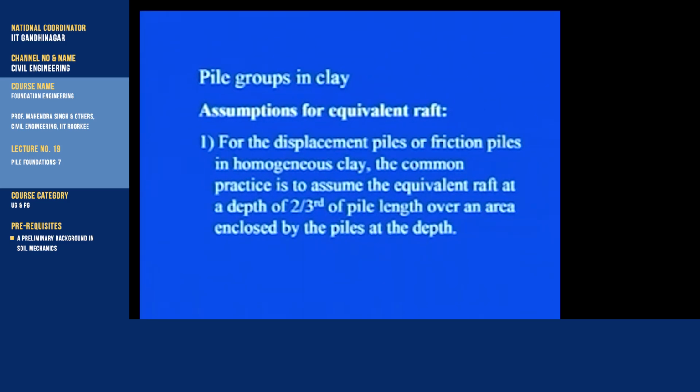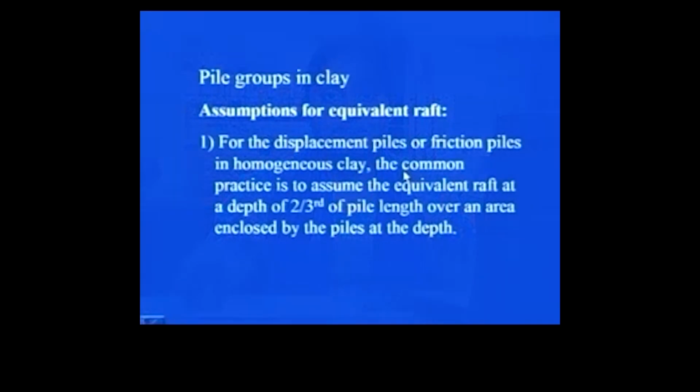So, you see, when a pile group is there, you connect all the piles on top and that forms a pile cap. The size of the pile cap depends on the extent of the area over which the piles have been spread. In that case, whatever is the area covered by the pile group, we place the raft of the same size at a depth of 2/3 of the pile length over that particular area.